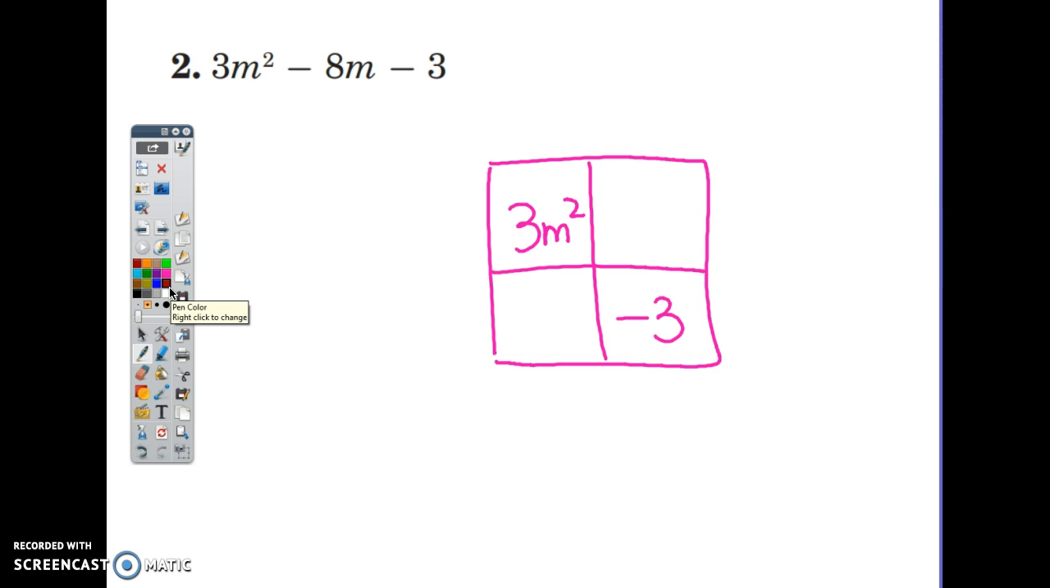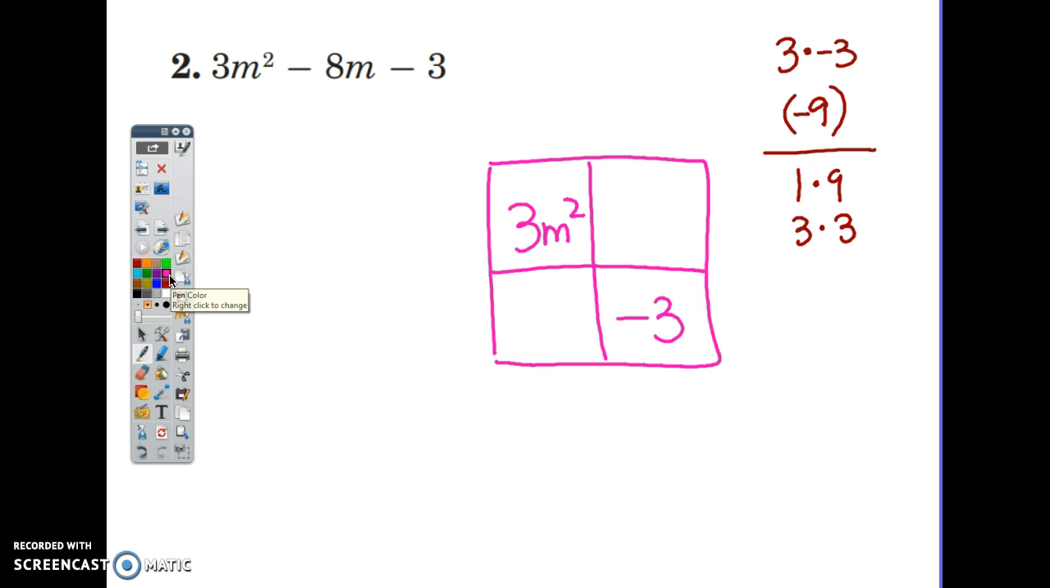And what kind of factors am I looking for? Factors of 3? No, factors of 9, because you have to take these two and multiply them. So 3 times negative 3 gives me a negative 9, so I need factors of 9. That's what I'm looking for. 1 times 9 gives me 9, and 3 times 3 gives me 9, and those are the only factors of 9.